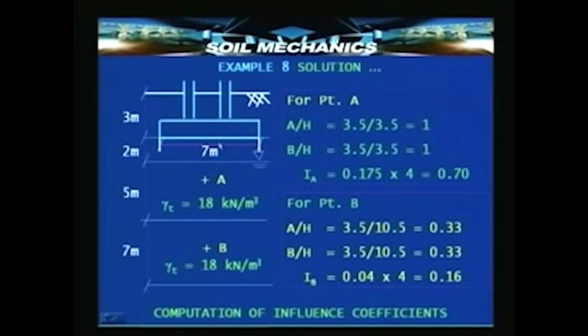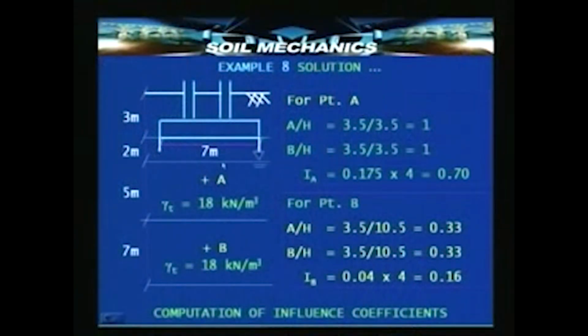That means below the foundation 2 meters of the soil is dry or maybe capillary saturated, but we shall take it as dry, and below that the soil is saturated. Now, for point A, if we want to calculate the influence coefficient, we will calculate A upon H, where A stands for half the width of the foundation and H stands for the depth at which we want the influence value. So, in this case A upon H will be 3.5 by 3.5, since point A is also at a depth of 3.5 meters, equal to 1.